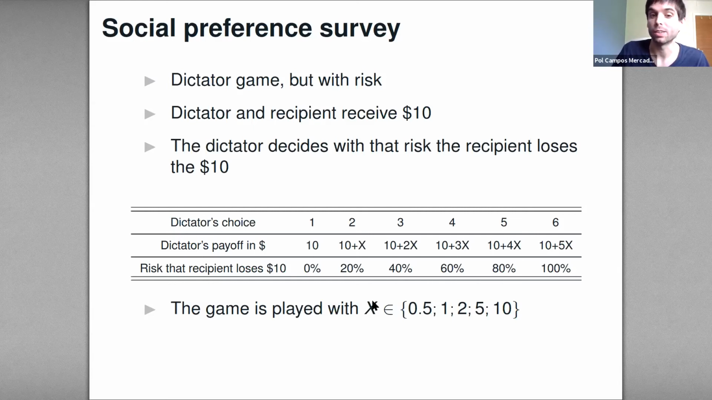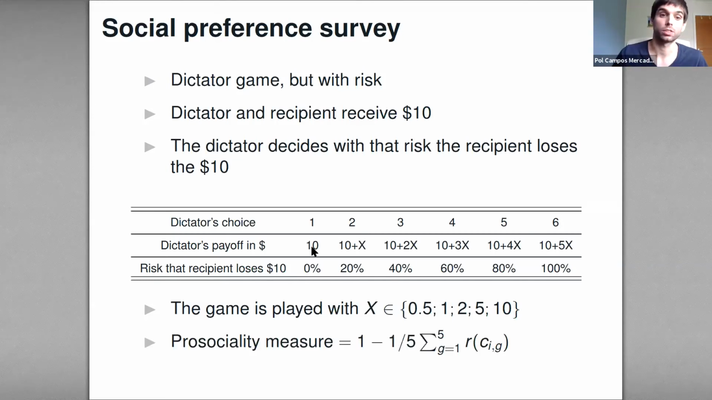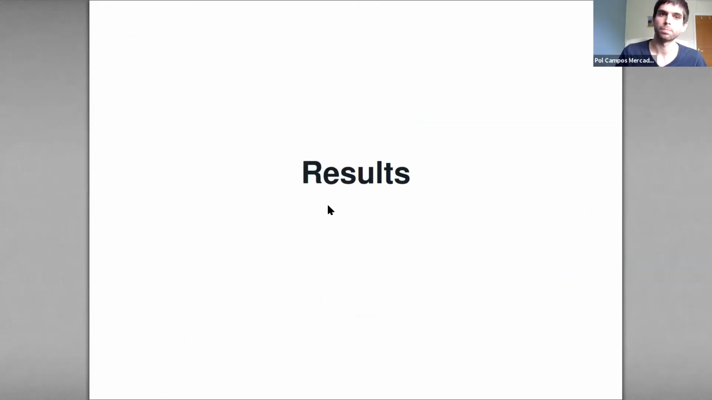So we played this game with different X's, sometimes where it was very profitable to put risk on others, sometimes where it was not very profitable to put risk on others. And the idea was, once again, to try to have an individual measure of how averse each person is to putting risk on others for their own benefit. Okay, so this measure we just calculated with the average dictator choice. So on average, how much risk have you put on others? And then we have an individual measure for each person.